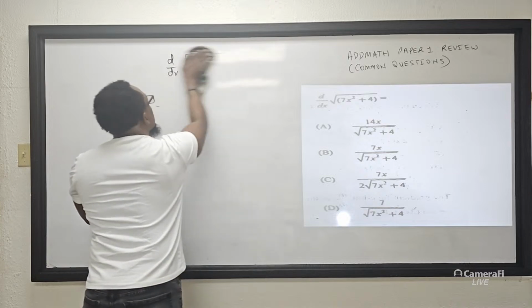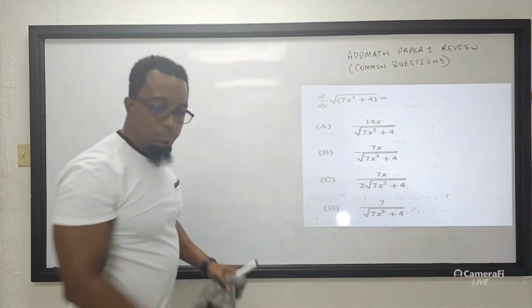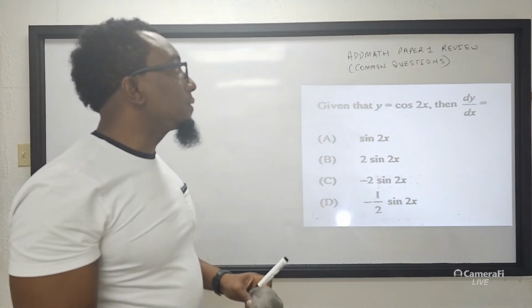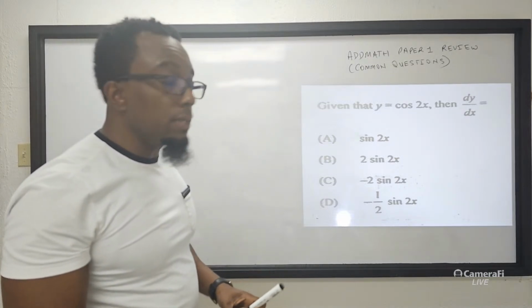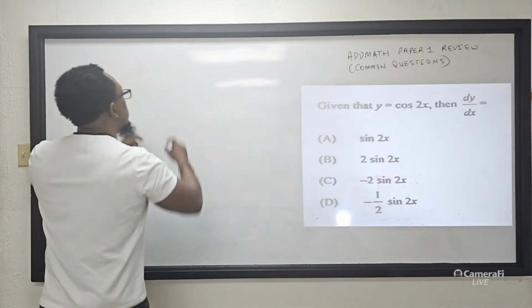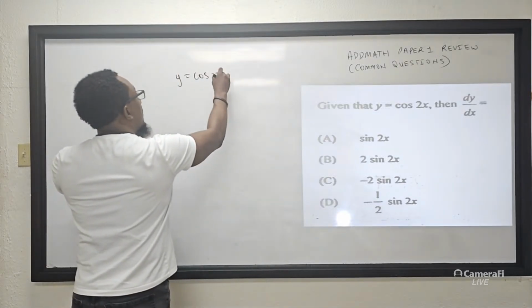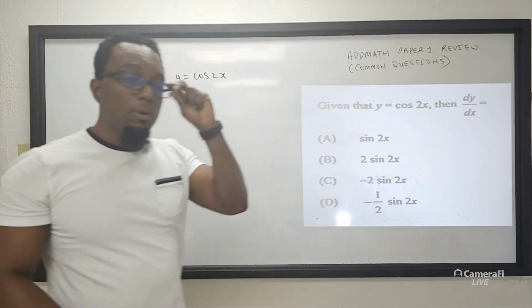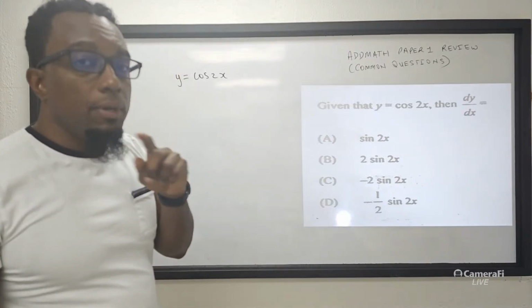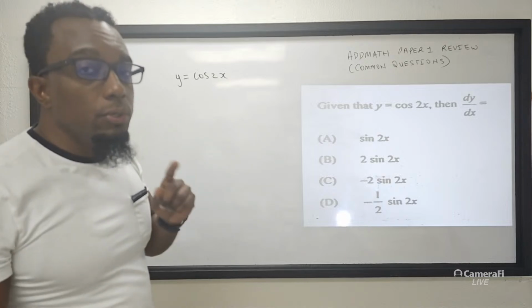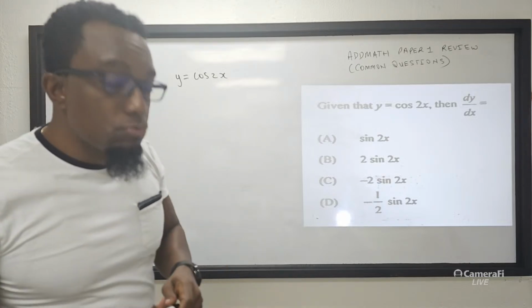Next, given that y is equal to cos 2x, then what is the differential of that? So y is equal to, another common question, y is equal to cos 2x. What's the differential of cos 2x? Again, when you differentiate a trig function, you also use the chain rule.